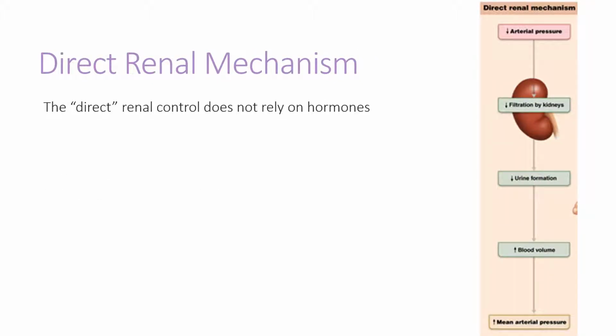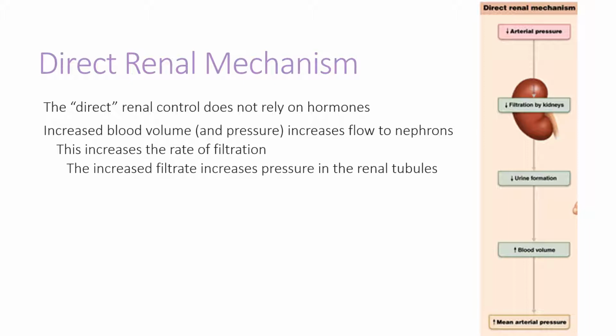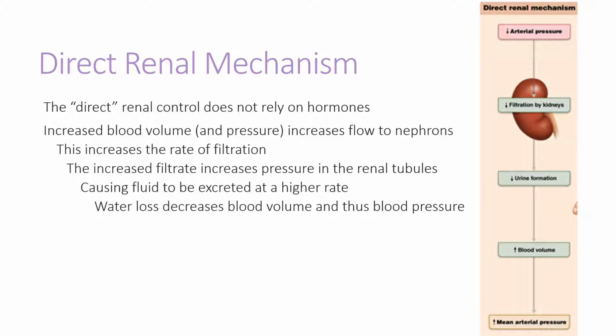The direct renal control does not rely on hormones and happens directly at the kidneys. Increased blood volume, and because of that increased pressure, increases flow into the nephrons. Because there's more blood flowing into the nephrons, this increases the rate of filtration that's happening at the glomerulus. This increased filtration increases the pressure within the renal tubules, which causes fluid to be excreted at a higher rate. As we lose that water through excretion, it decreases blood volume and brings our blood pressure back down.